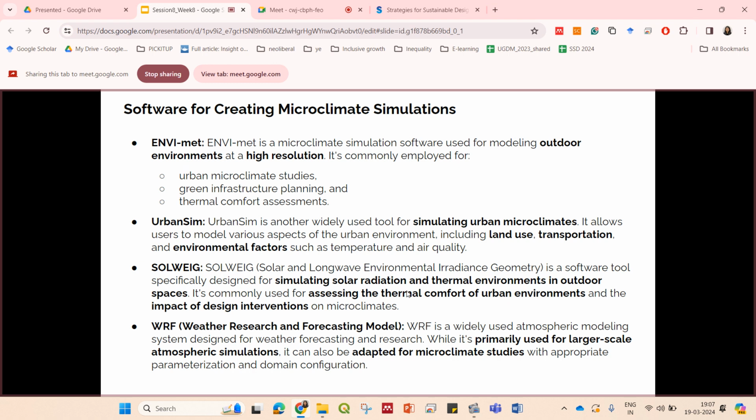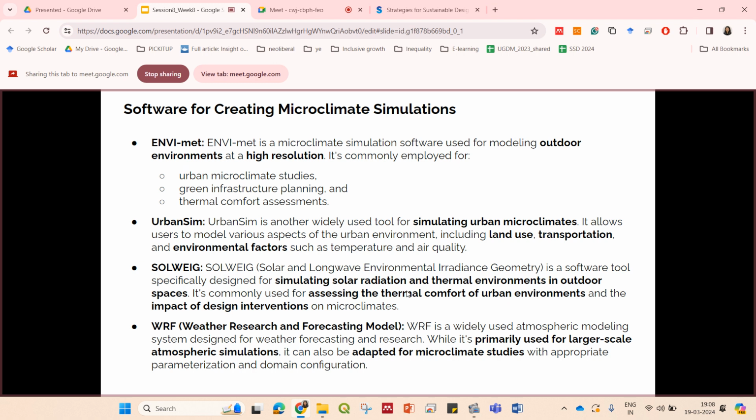Then you also have UrbanSim. UrbanSim is also widely used for simulating urban microclimates like ENVI-met. And additionally, what is different from ENVI-met is that it allows the user to model other aspects of the urban environment, like land use, transportation, and environmental factors like temperature and air quality. Then you have SOLWEIG, or the Solar and Long Wave Environmental Irradiance Geometry. It is also a software tool which is specifically designed for simulating solar radiation and thermal environments in outdoor spaces.